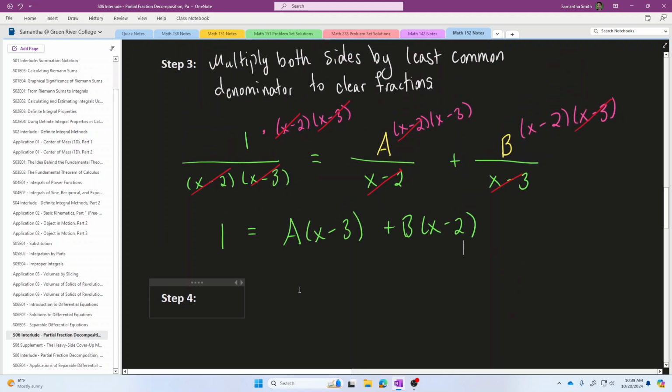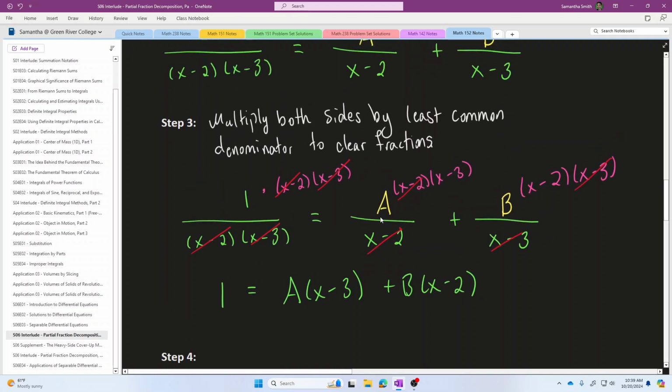So notice a little pattern here: when we clear the fractions, each term ended up with a copy of what its denominator was missing. So for example, A here ended up next to an x minus 3 because its denominator did not have an x minus 3 in it. And B ended up next to an x minus 2 because its denominator did not have an x minus 2 in it.